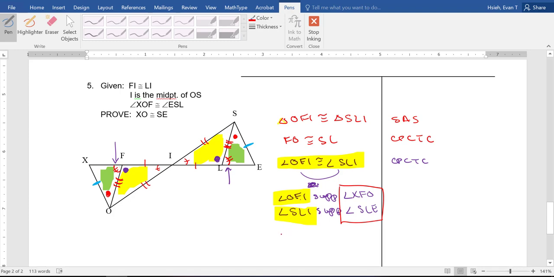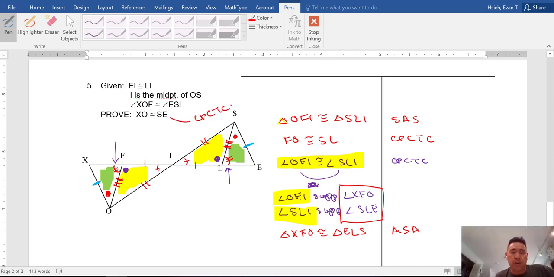So then I can say that triangle XFO is congruent to triangle ELS by angle side angle, and then CPCTC it to get XO congruent to SE. Okay, hopefully you're okay with that. That is the idea here with Detour and RAT. Hopefully you'll have success as you go ahead and try some of the mountains on your own. All right, take care.